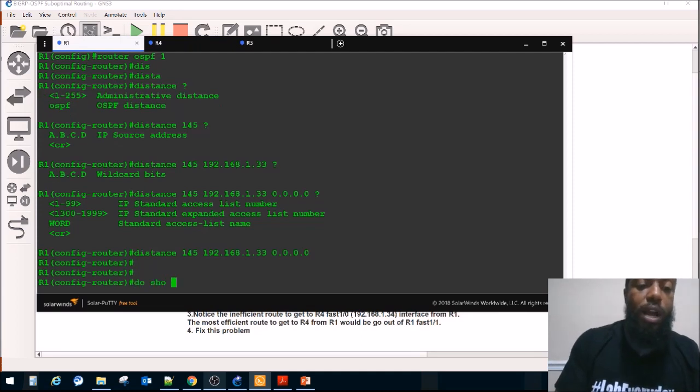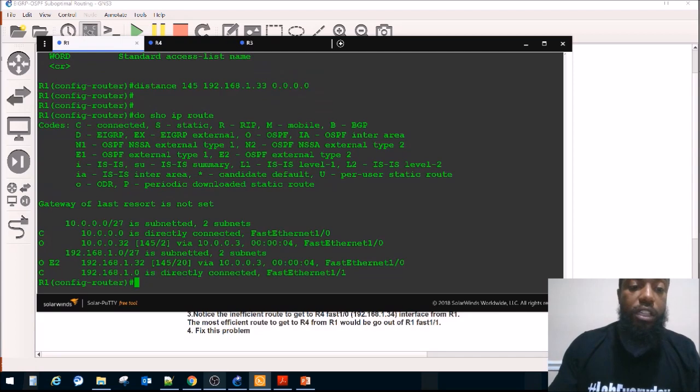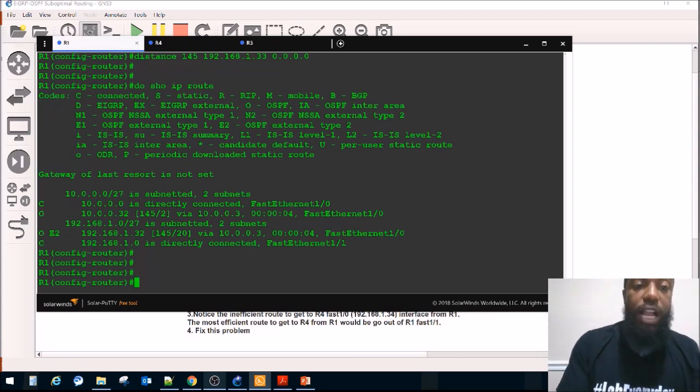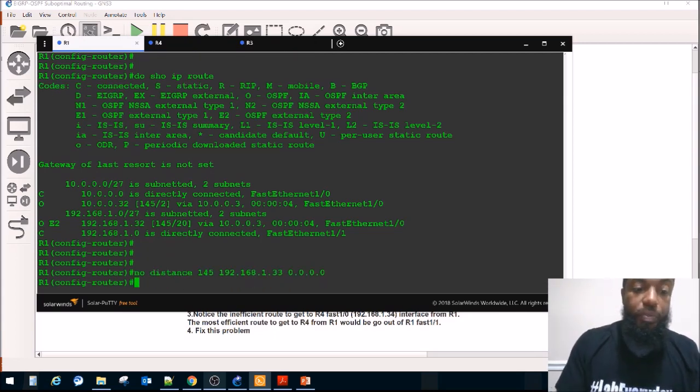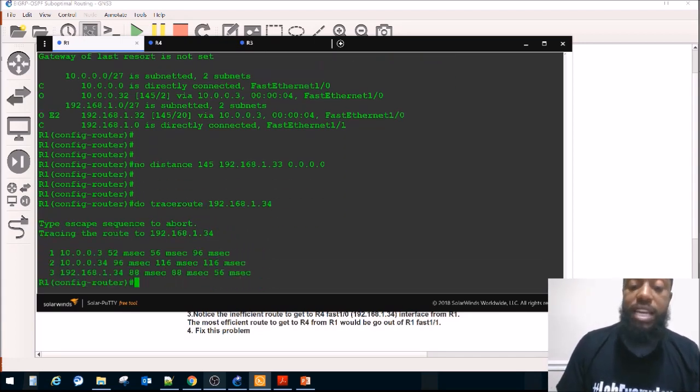And if we do a show IP route, you see we learned about this network and saying anything we learned from this network is a 145. So now I should have done another trace route to see that it took a longer hop. Let's get rid of that real quick just to see if that worked. We're going to get rid of this. And we're going to do a trace route to that location again. Trace route 192.168.1.34. You see it took 3 hops that time, right?